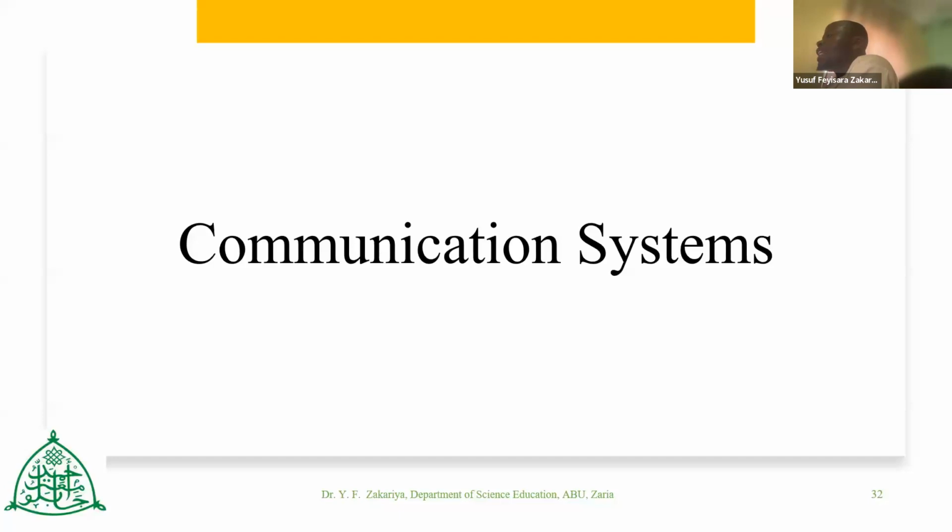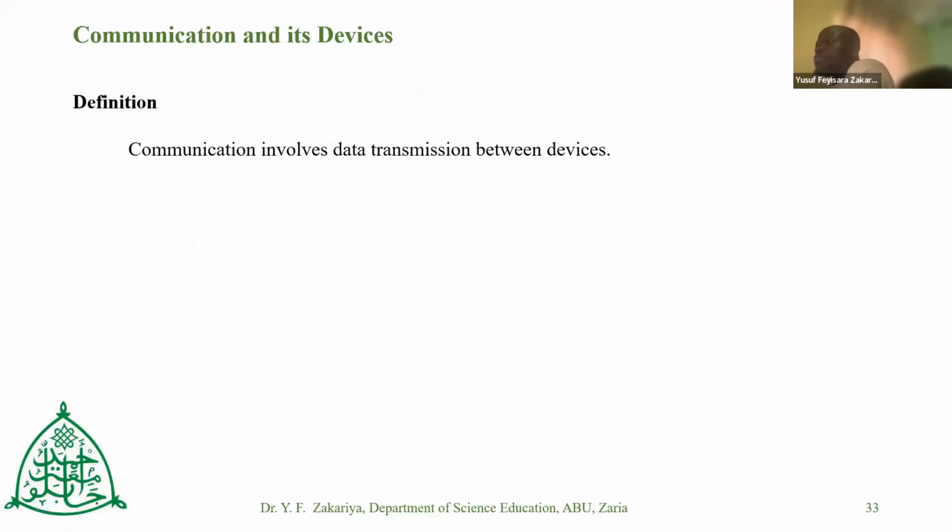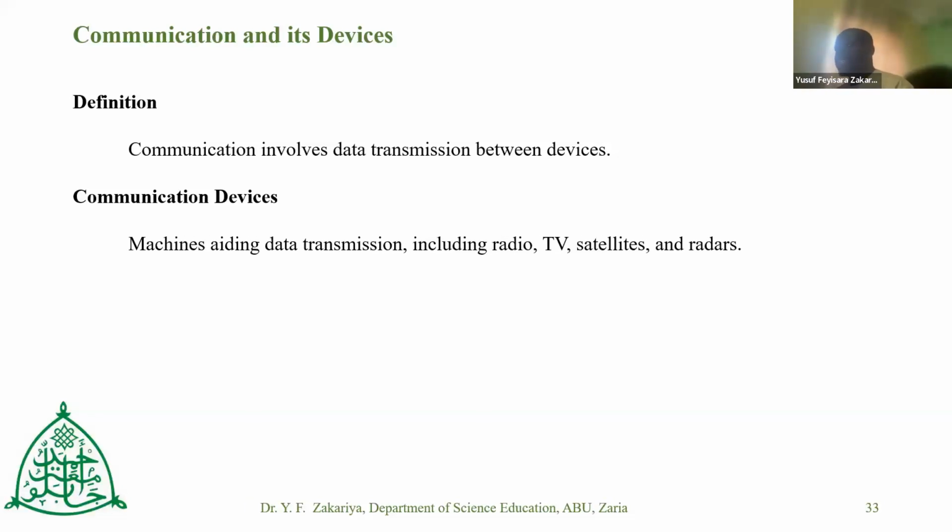Good. Okay, so we talk about the communication systems. What are they, and what are they used for? What is a communication system? What is communication itself? Communication involves data transmission between devices. And then we have some devices which we use for communicating. So we have the machines doing data transmission, like the TV, the satellite, the radars. We spoke about this the last time.